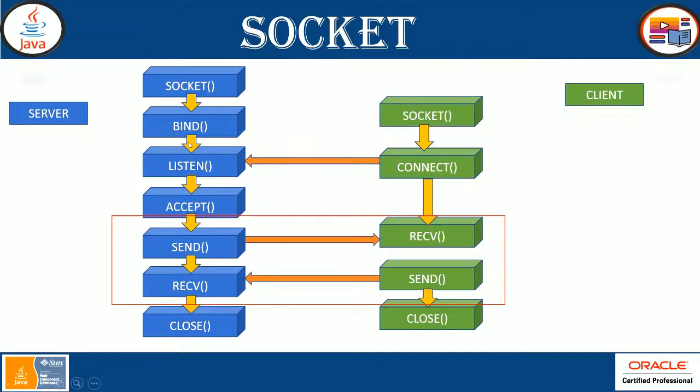Now step 1 is server instantiates a ServerSocket object denoting which port number communication is to occur on. The next step, we are going to bind the IP address and the port number using the bind method.